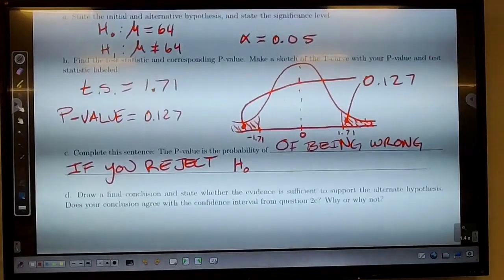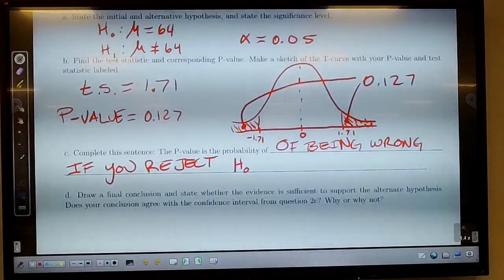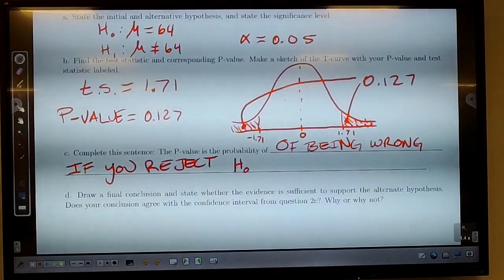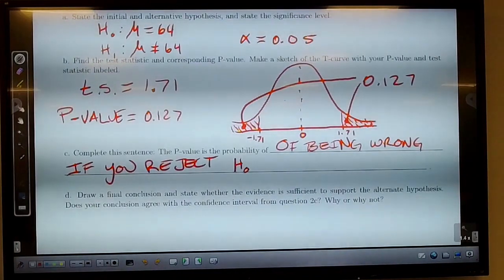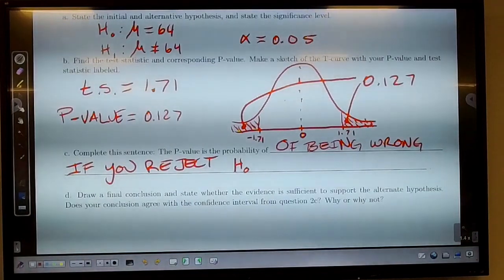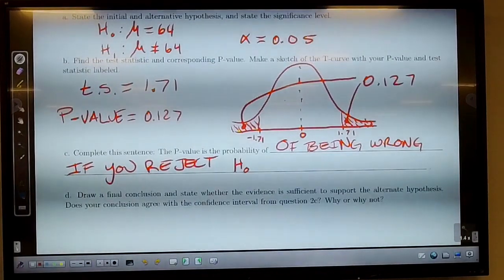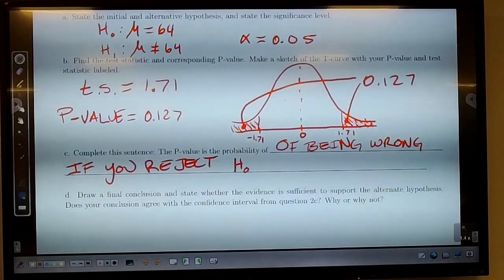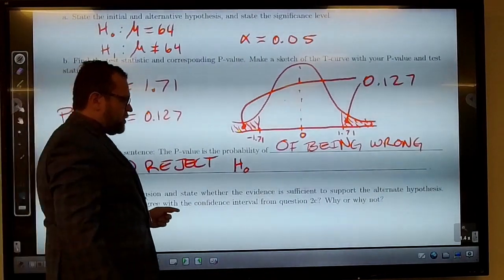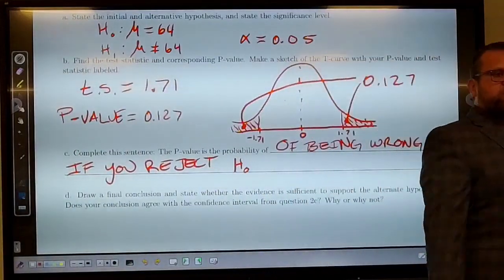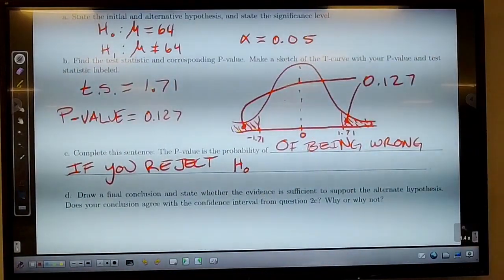Draw a final conclusion to state whether the evidence is sufficient to support the alternate hypothesis. Does your conclusion agree with the confidence interval from question 2C? Why or why not? Can we answer this last part without looking at anything at all?